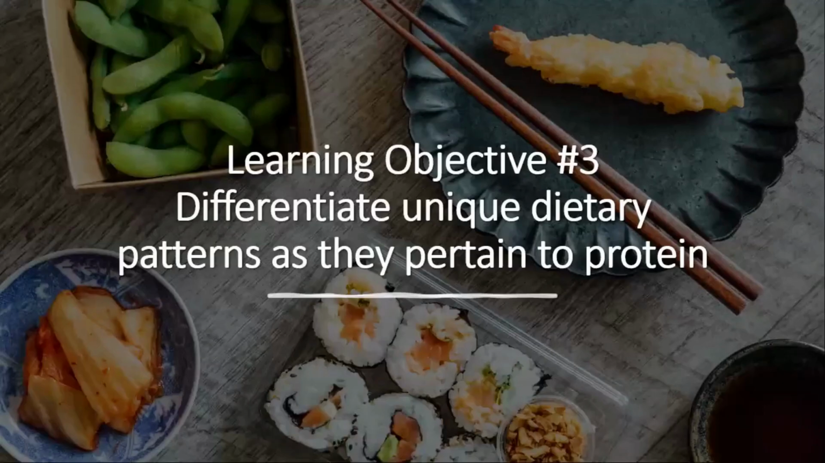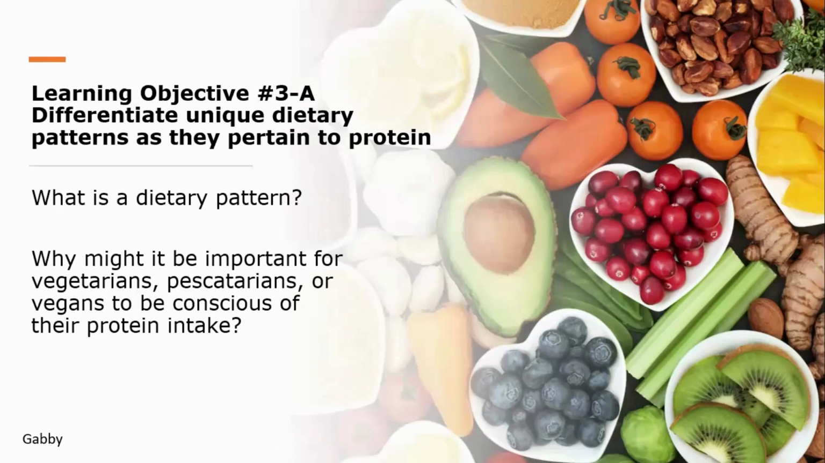Let's move on to learning objective number 3. Differentiate unique dietary patterns as they pertain to protein. So what is a dietary pattern? Is it the type of food that we eat? Yeah, it can be. And it also can be the type of food that we don't eat or other lifestyle patterns that follow along with diet.